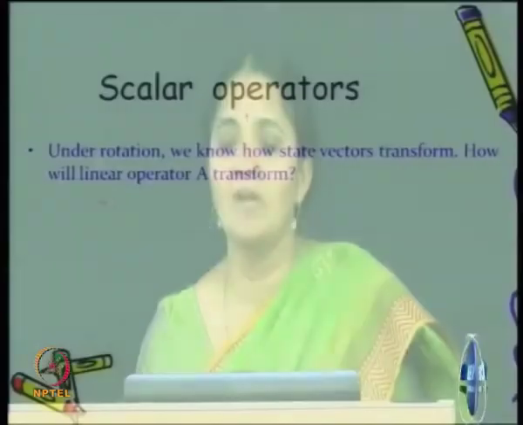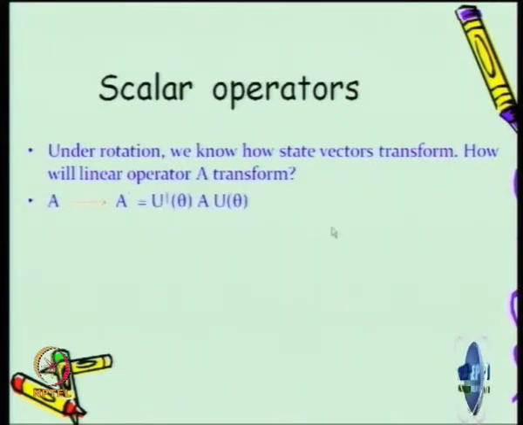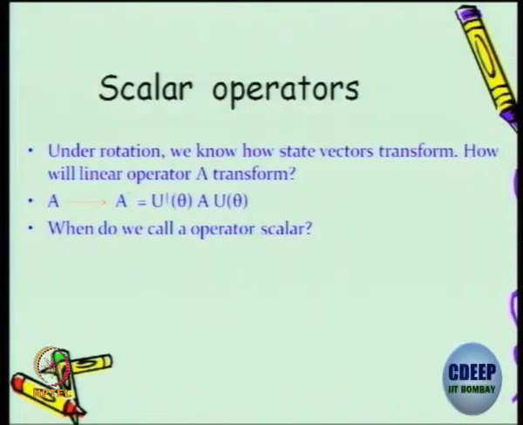But what is the formal definition? Under rotation, we have seen how state vectors transform, and we need to see how a linear operator transforms under rotation, any linear operator. If the state vectors transform under rotations, you know how it transforms, e to the i J dot theta by h cross. The corresponding operators can transform this way. So when do we call an operator scalar? When A prime is equal to A, no change. When A prime becomes equal to A, we call it a scalar operator.